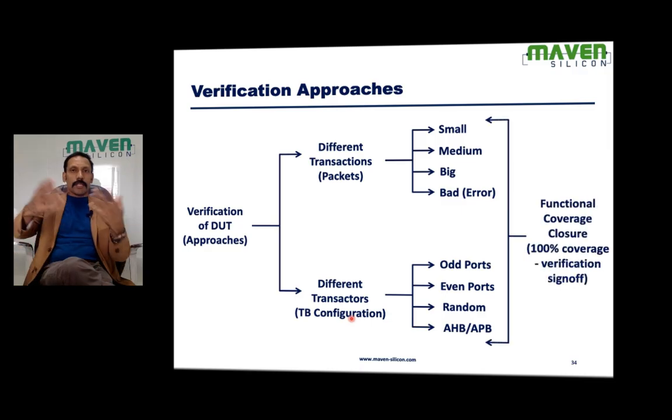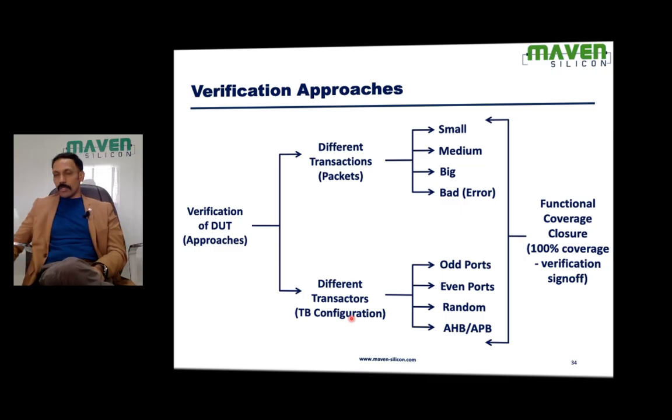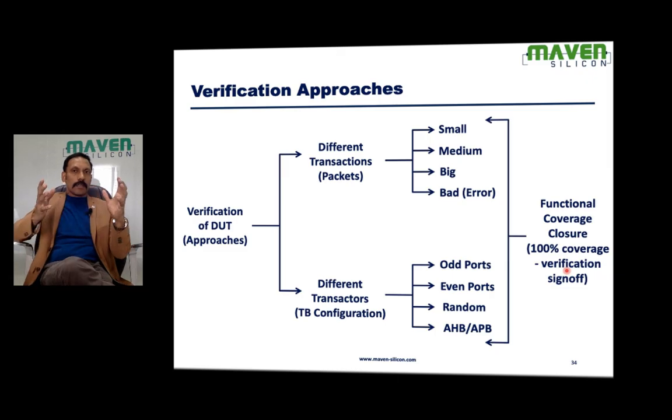Based on the combinations, you can try different scenarios, and for each scenario, you will be generating coverage. That's how eventually you are going to look at the coverage value. The big question is, have you generated all possible scenarios? Have you taken the design through all possible scenarios? That's what 100% coverage means. That's how we sign off the verification.